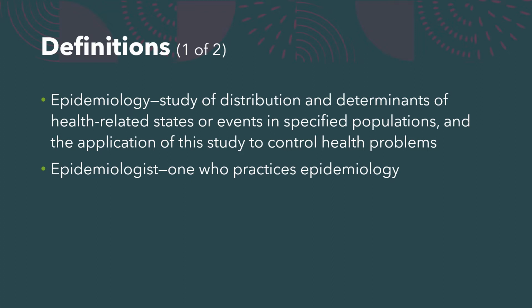So we can talk about the distribution of health-related events in a population, such as the percentage of individuals in a state who have heart disease. We can also talk about determinants of health-related states or events in populations. So epidemiology can also tell us, for example, the percent of people who do not engage in physical activity on a regular basis in that state as well. And an epidemiologist is one who practices epidemiology.